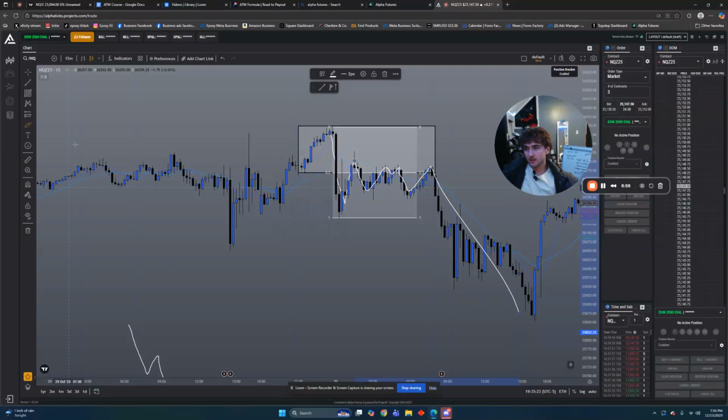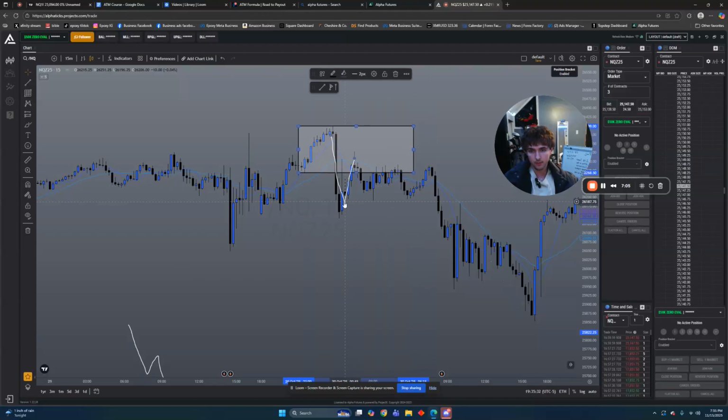Okay, guys? That's all it is. An order block is the move. In simple terms, write this down. Get your notebook. An order block is the move before a liquidity sweep that ends up reversing price, okay?